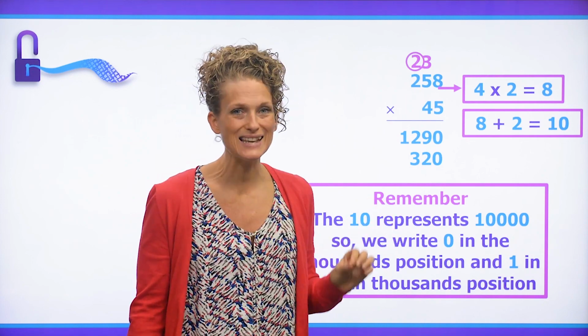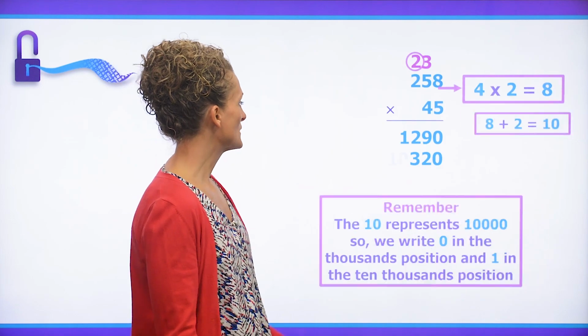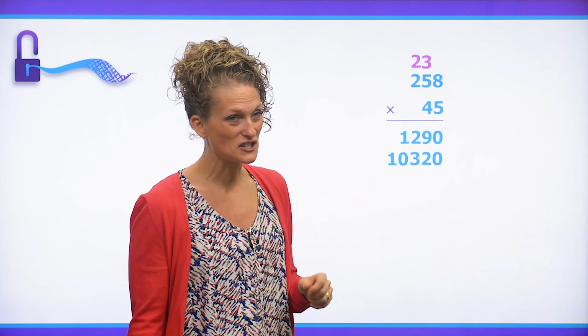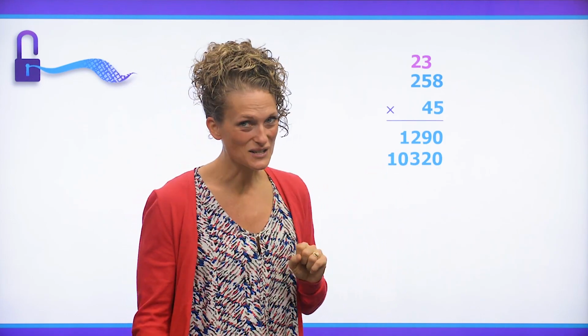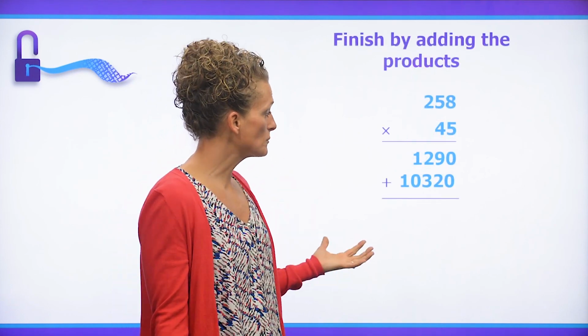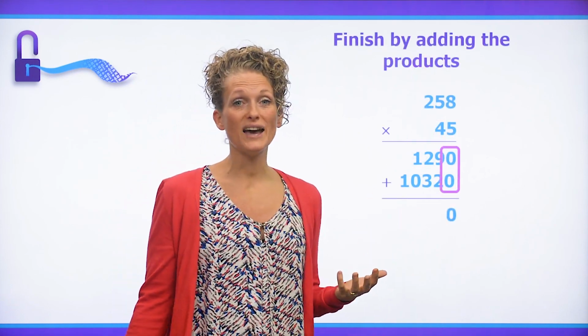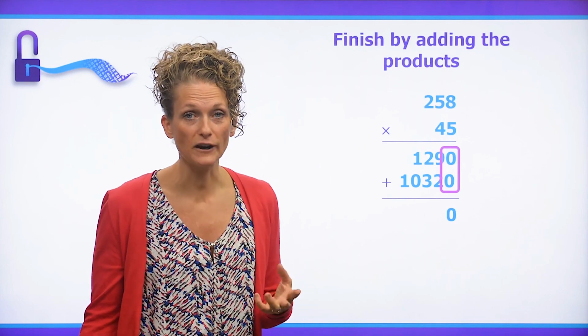Sorry, the 10 represents 10,000s. So we write a 0 in the thousands position and a 1 in the 10,000s position. All right, so we've done our multiplication. We've got our 2 products. We can go ahead and add them together to get our final result.